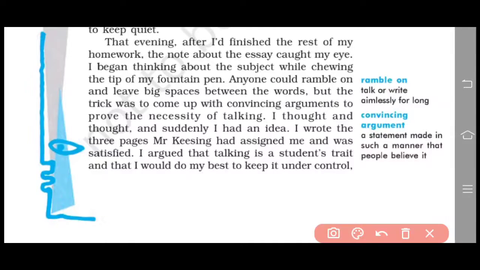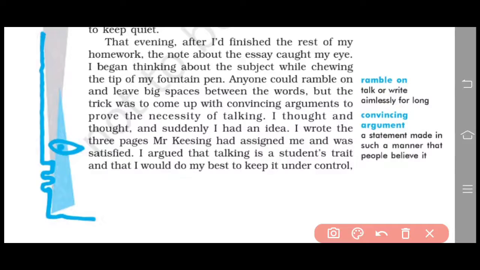Then I thought, and suddenly I had an idea. I wrote the 3 pages Mr. Keesing had assigned me and was satisfied. I argued that talking is a student's trait and that I would do my best to keep it under control.